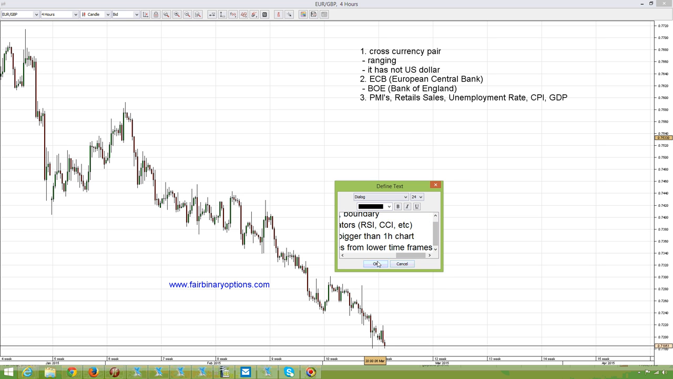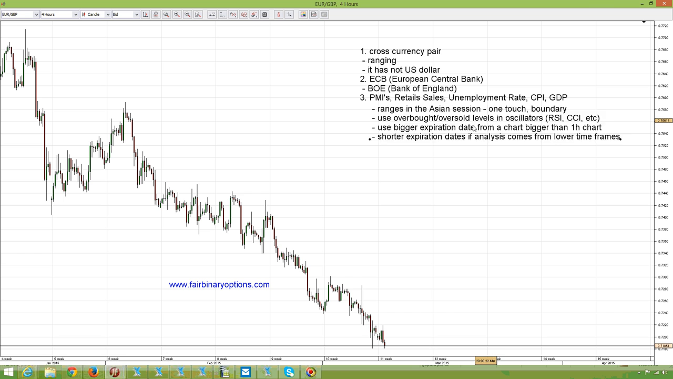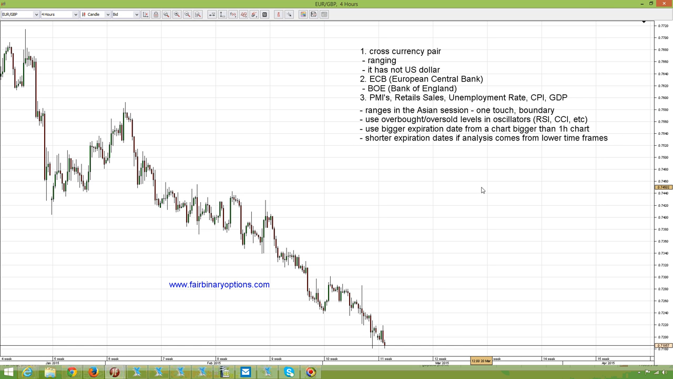I would go all the time in these ranges, and in the Asian session with the ranges I will go with hourly expirations if it is on the 5-minute chart, or with half an hour expiration if it is on the 1-minute chart. But then on the London session I would go with bigger expiration dates. Bigger expiration date means something like end of day, and even end of week, depending on the 4-hour chart or not.